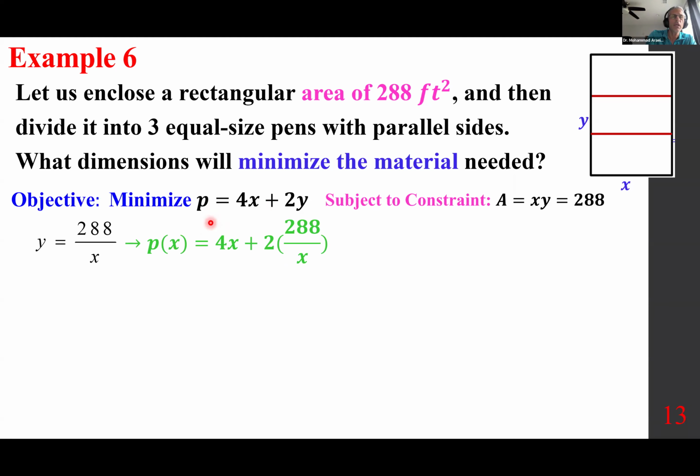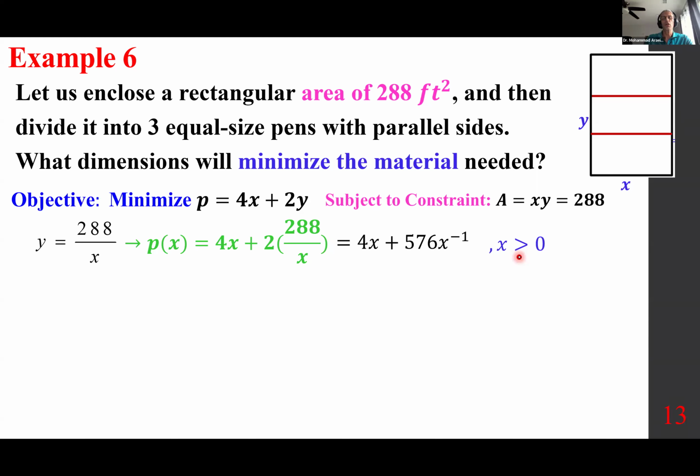So P now becomes P of x equals 4x plus 2 times 288 over x. The product of these two is 576 divided by x, or 576 x to the power of minus 1. The reason we write it in this format is to get it ready for differentiation. And x represents a side, so dimensions must be positive. So x must be larger than 0.